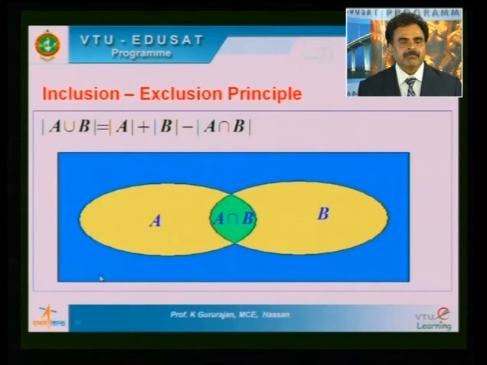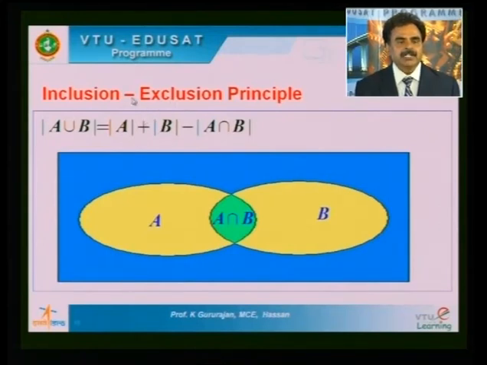Now we will come to an important part, namely the counting principle, the inclusion exclusion principle. Sometimes we include, at times we exclude. So, this is a formula for 2 sets. What is this symbol? This is called the order of A union B. It is the number of elements in A union B. So, when I write this with 2 lines in between the set, it means the number of elements in A union B.